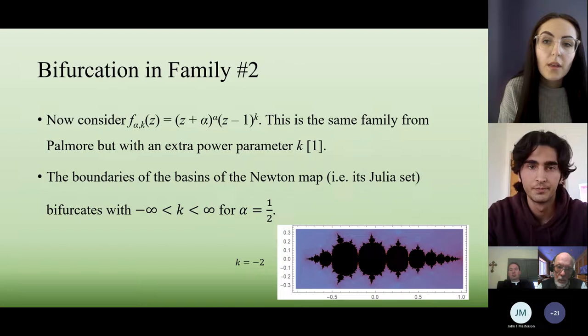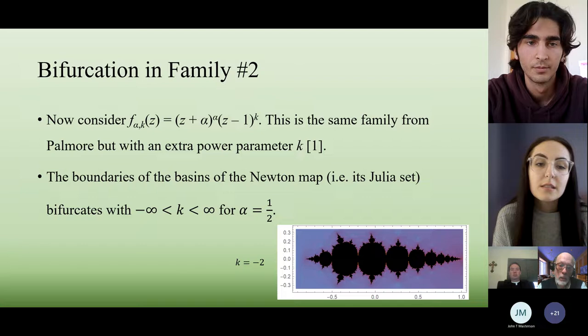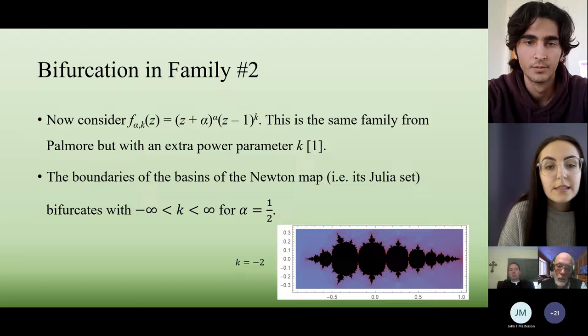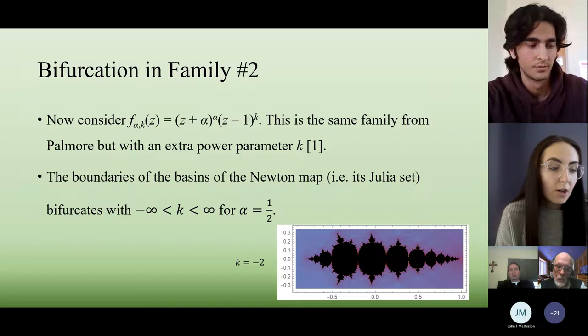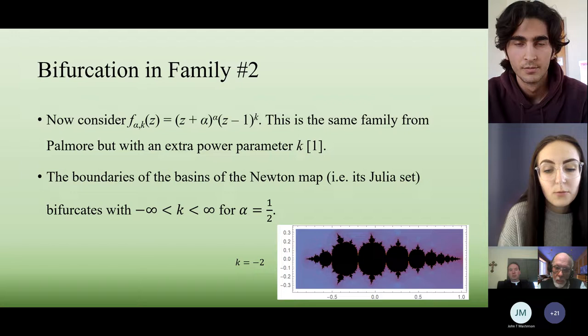So moving on to family number 2, we are considering the function f of alpha k of z equal to z plus alpha to the alpha times z minus 1 to the k. This is the same family from Palmore, but it has an extra power parameter k. The Julia sets, which are the boundaries of the basins, are what is going to be bifurcating this time. We are not looking at the basins, but we are looking at the boundaries for when alpha is equal to 1/2 and when k is varying between negative infinity and positive infinity.